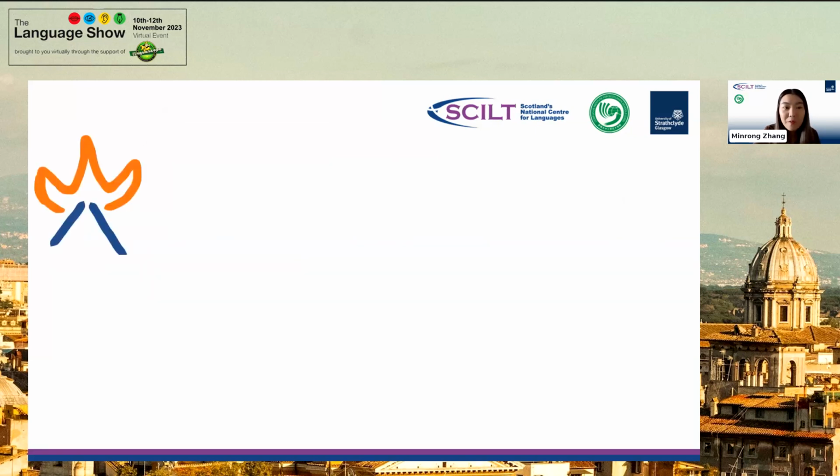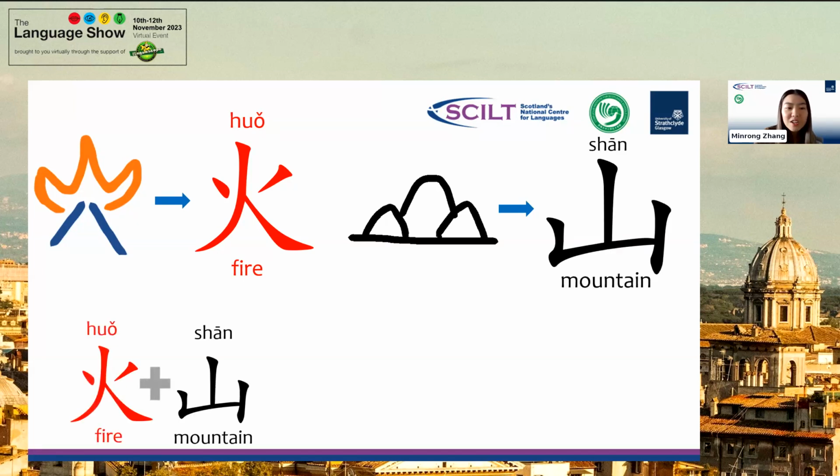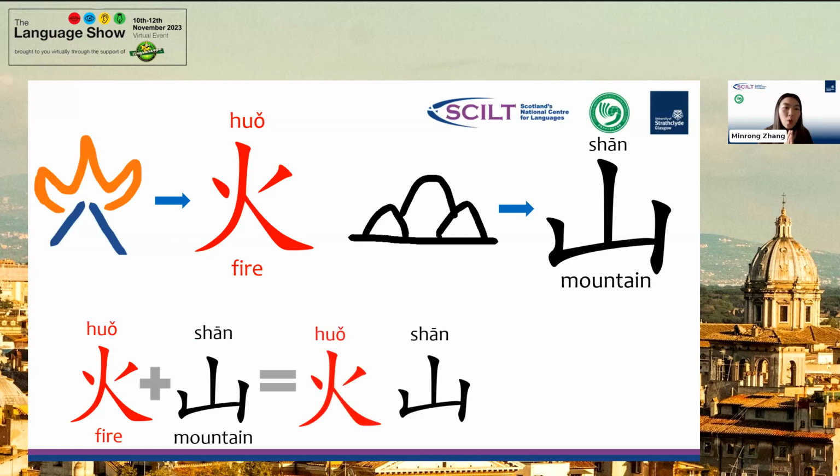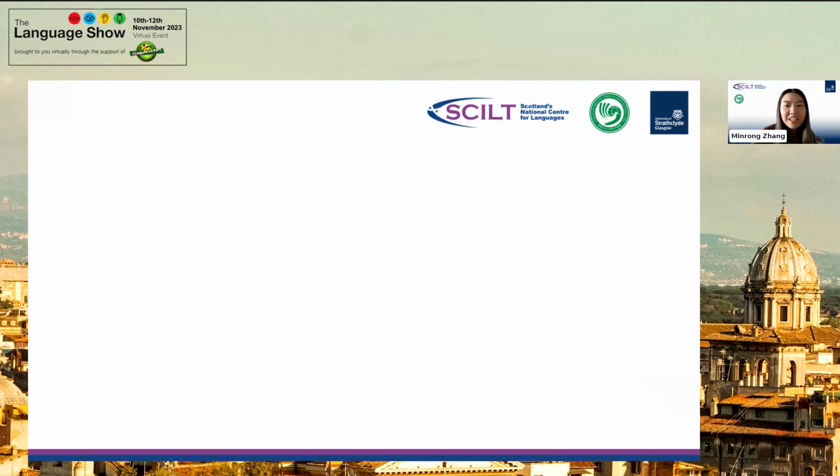This is fire, and this is the character for fire, 火. This is mountain. This is the character for mountain, 山. 火 and 山 together. What is 火山? Have a guess. Well done, perfect. I can see many of you say the correct answer. Volcano, 火山.